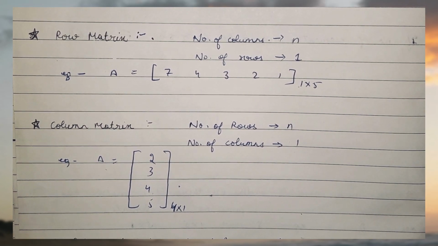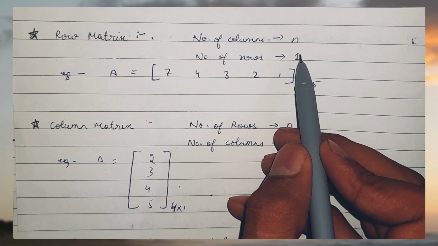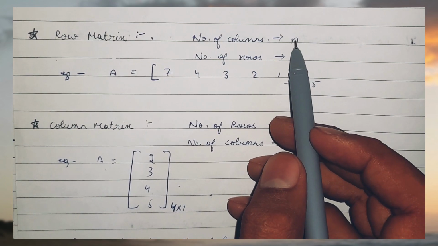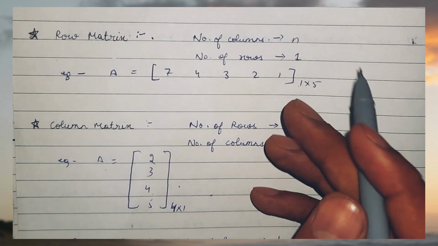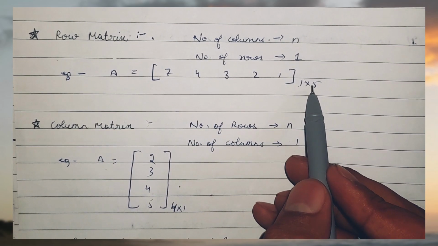So first is row matrix. In a row matrix, the number of columns is n and the number of rows is only 1. So n can be any natural number: 1, 2, 3, 4, 5, 6 up to infinity. This is an example of a row matrix of order 1 into 5.